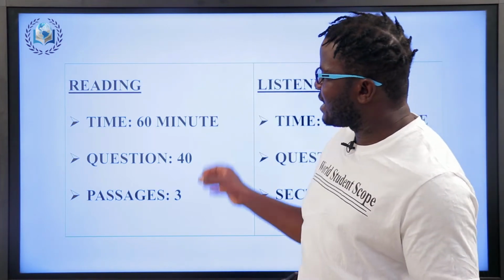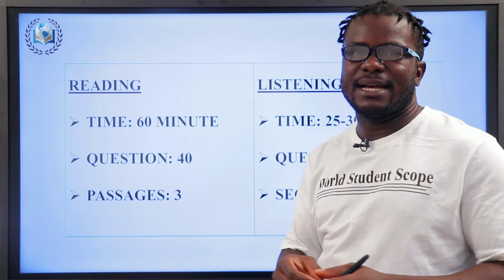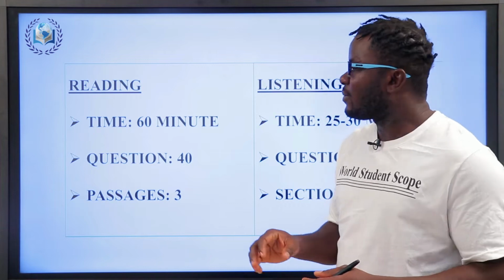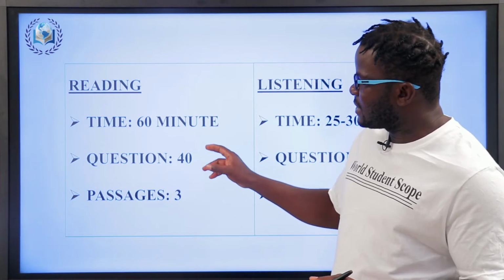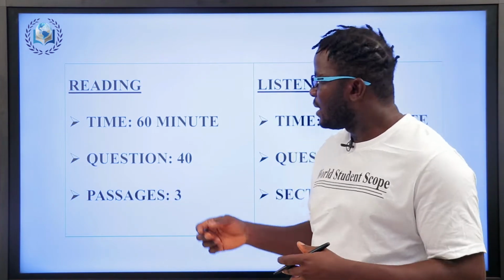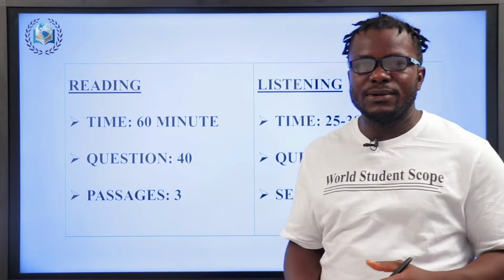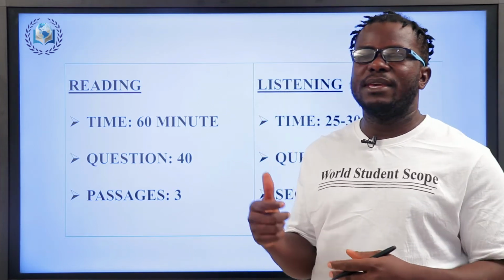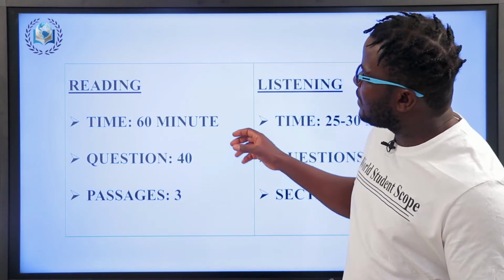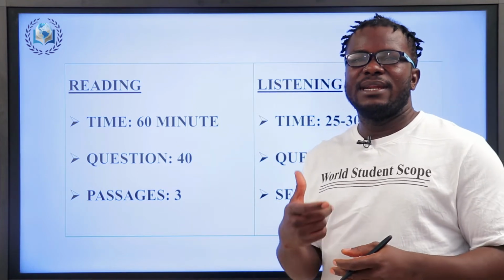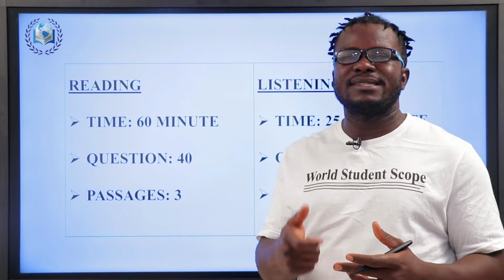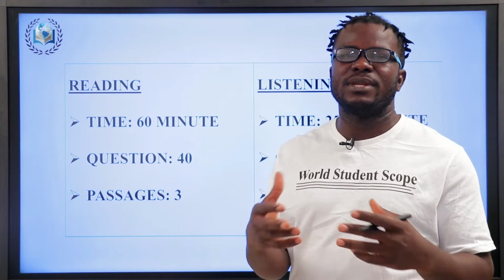Then, in the reading aspect, we have 60 minutes as the time allotted for your reading test. Within the 60 minutes, you have 40 questions, and the passage has 3 parts into which the questions are divided. You will also be given a paragraph or a passage to read. And within the reading, they are only testing your level of understanding, your ability of comprehension, meaning how well you understand a word or how well you understand a passage after reading it.